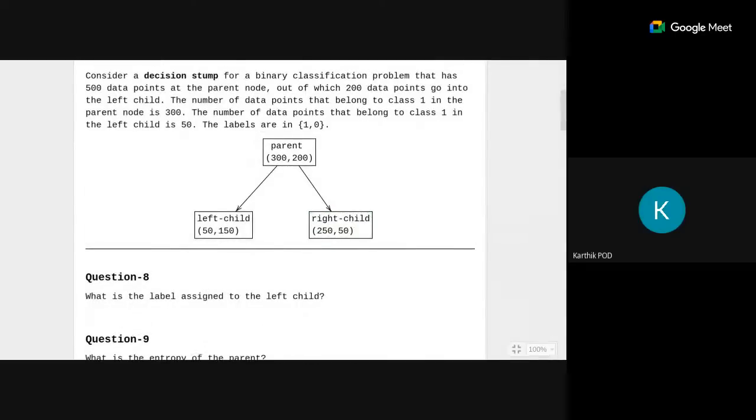So what is the label going to be for the left side? Left side is class 1, just for confirmation. Left child is class 1? That's what we have to find. So what is the label of the left side? Zero. So it will be zero, because there are more data points that belong to class zero than class one. Yes. So it's zero. Now, what is the next question?